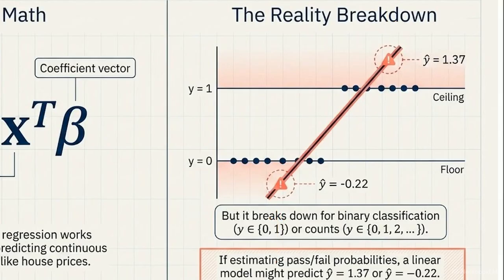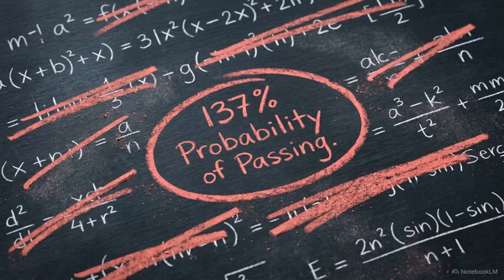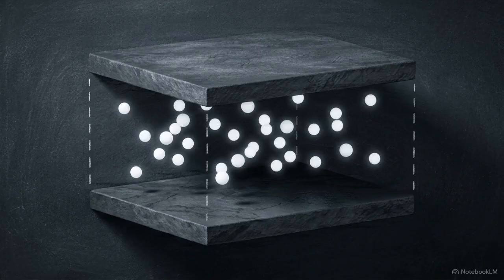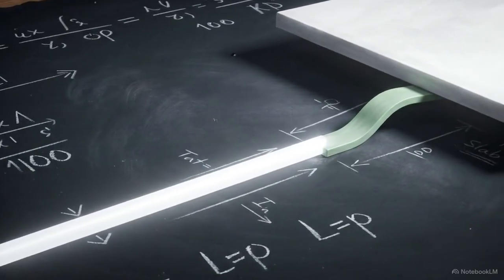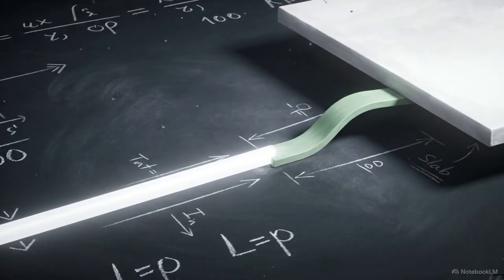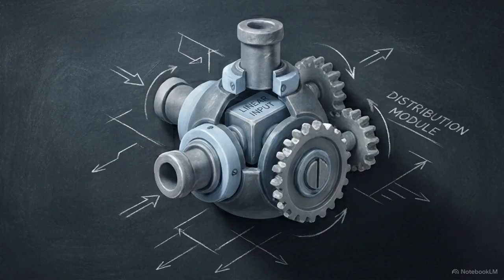Zooming in on the specific predictions, the model outputs values like -0.22 or 1.37. These impossible percentages are mathematically useless for actual science. Our models must physically respect the boundaries of the reality they are trying to predict. We face a dilemma. We want the computational speed and simplicity of a linear equation, but we need it to produce bounded results. The solution is the Generalized Linear Model, or GLM.